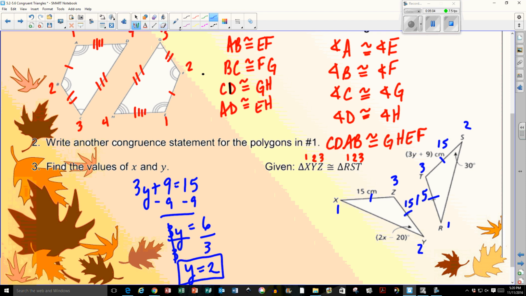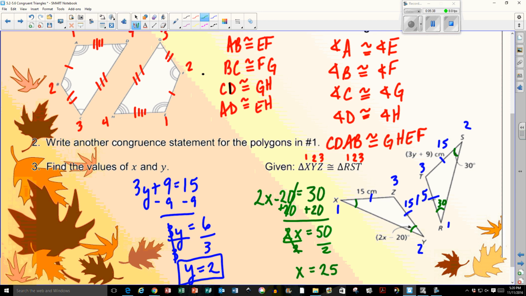Since my angles have to be congruent, and this angle is 30, I know this one's also 30, because remember, if you have two equal sides, you have two equal angles. If these two sides are equal, then these two angles are also equal. So that means 2x minus 20 is equal to 30. Add 20 to both sides, and I get 2x is 50. Divide by 2. X is 25. And that's pretty much all there is to it. Not a whole lot.